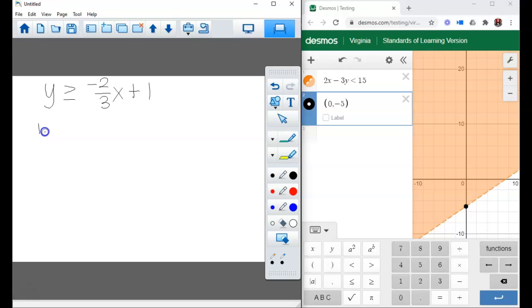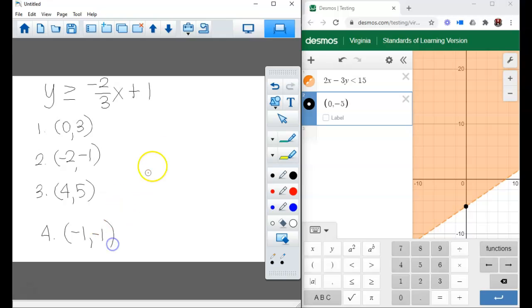And then here are my points. We're going to do 0, 3. We're going to do negative 2, negative 1. We're going to do 4, 5. We're going to do 1, negative 1. And then we're going to do negative 3, 3. So we're going to answer yes or no whether those points are solutions.